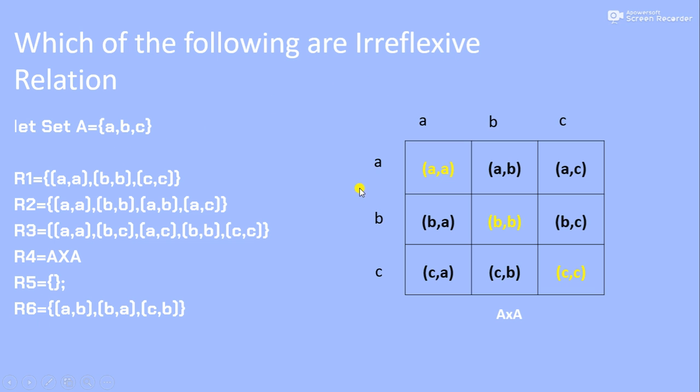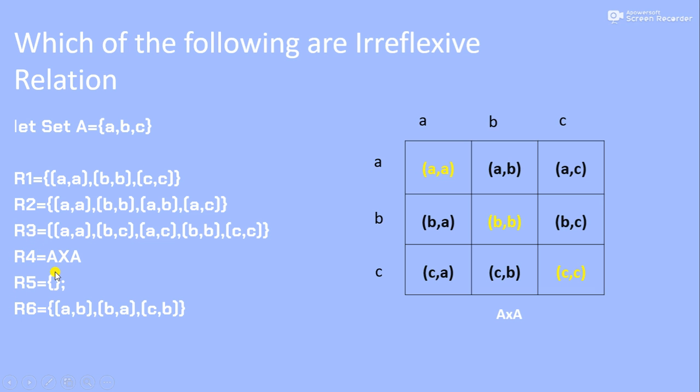So if even one of the diagonal pairs is included in a relation, then without any doubt we can say that the relation is not irreflexive. Here we contain 1, 2, 3 diagonal pairs, so it is not an irreflexive relation, but it is a reflexive relation. Here we contain 2 diagonal elements, therefore it is not irreflexive. Here we contain only 1 diagonal element, so it is not an irreflexive relation. Here we contain all the diagonal elements, therefore it is not an irreflexive relation.